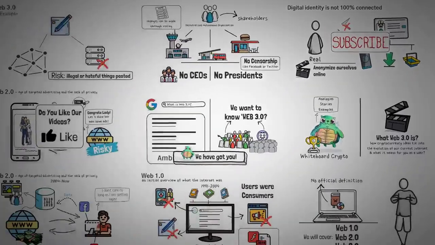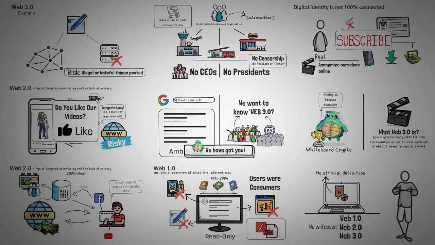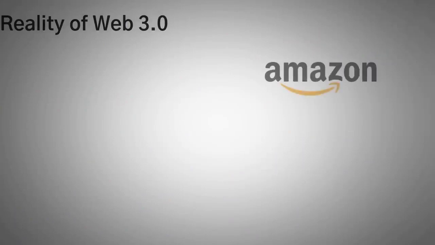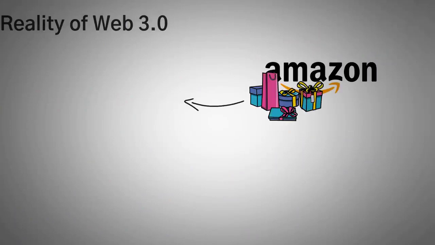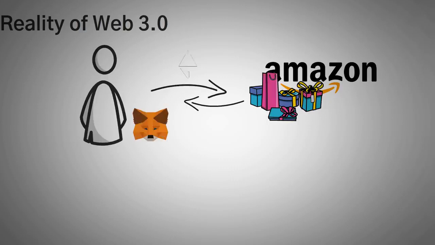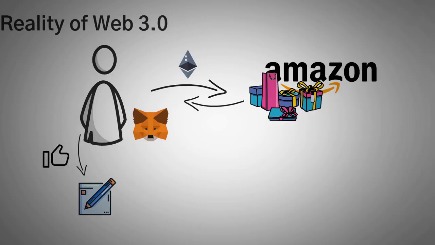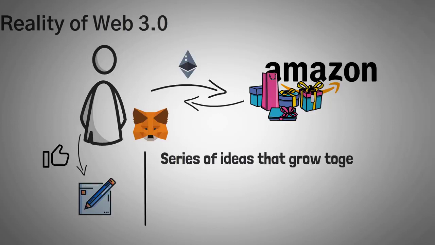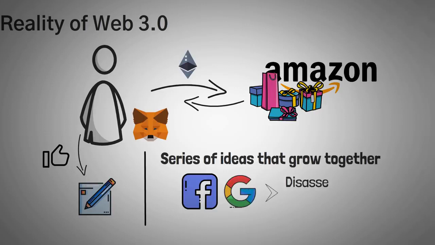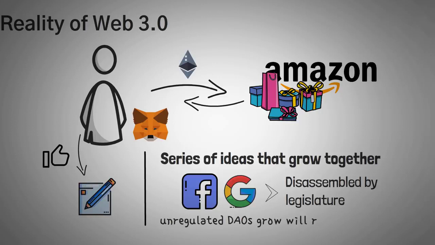Wrapping it up, these may be long-term ideas of those who think about Web 3.0. What Web 3.0 really means for us is that in the next decade, you might be able to buy Amazon gift cards using MetaMask and pay with Ethereum, or that you could anonymously leave a like on one of your friends' posts using one of your hidden wallets. It's not going to be a bunch of life-changing stuff all at once. It'll likely be a series of ideas that grow together until centralized companies like Facebook and Google are disassembled by legislature, while decentralized, unregulated DAOs grow to replace them.